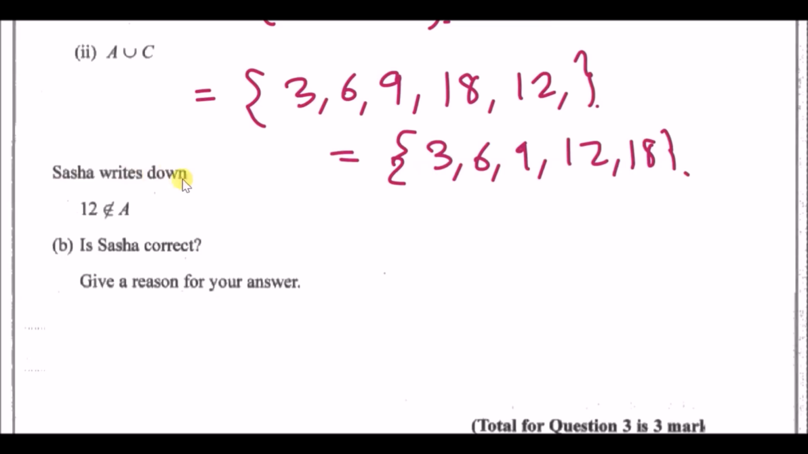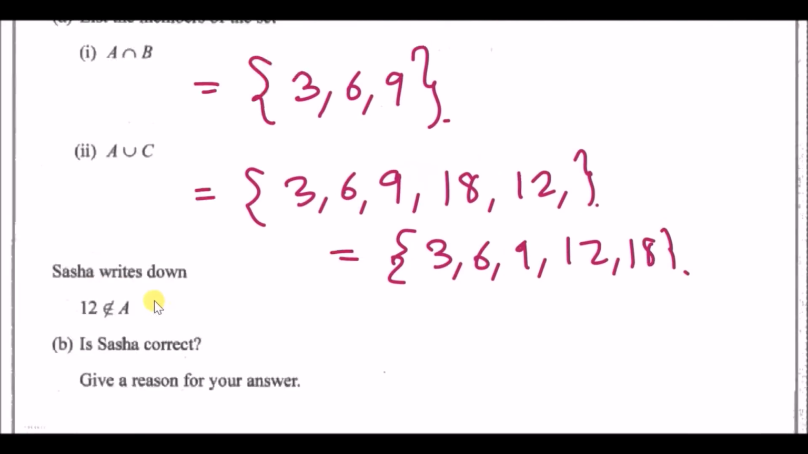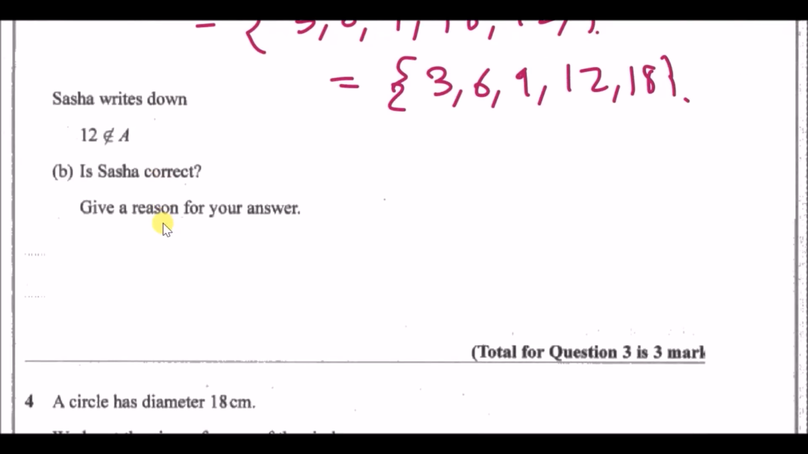Okay, so Sasha writes down that 12 does not belong in A. So that's what that symbol represents. Is Sasha correct? Well, let's have a look. Let's look at set A. So in A, we have 3, 6, 9, 18. 12 is not in there, which is true. So the answer is yes.